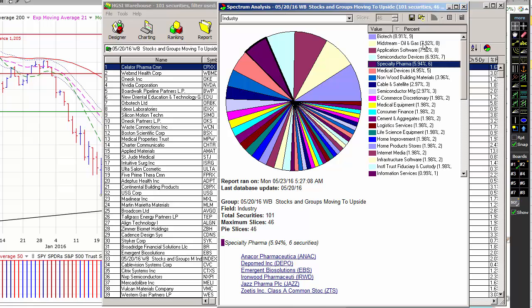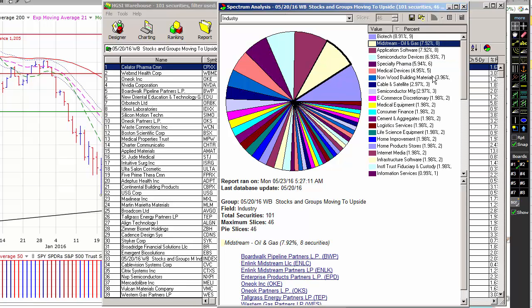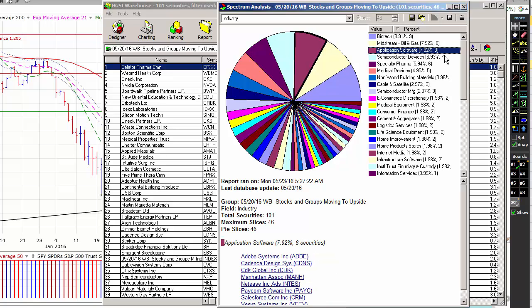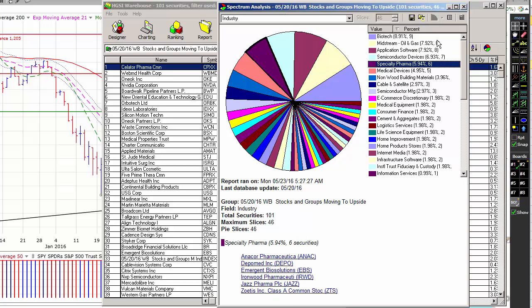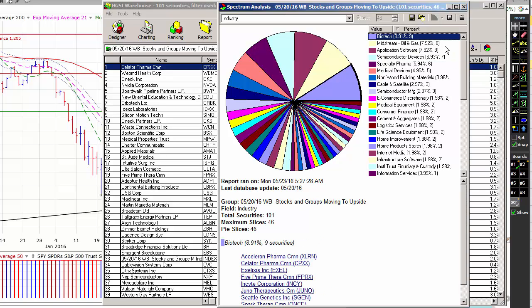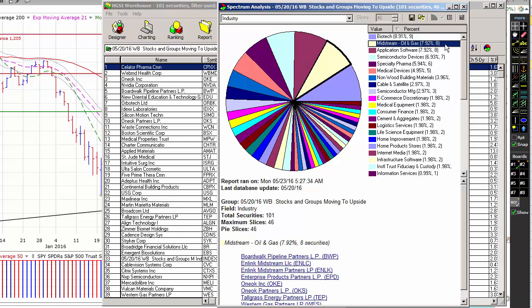We've been seeing quite a lot of midstream oil and gas. Oil and gas, I think, probably is a good place to be looking for leadership in this market, as is application software recently. Semiconductor devices, I suppose we've seen a little bit. Specialty pharma and biotech, we've seen a little bit. But where we're really seeing a lot of strength recently is in the oil patch. So you might want to keep an eye on these areas.